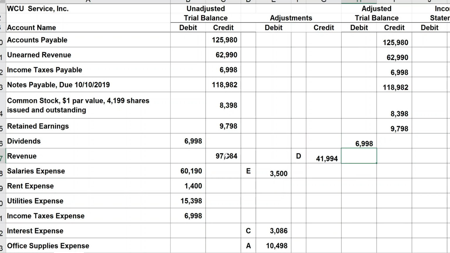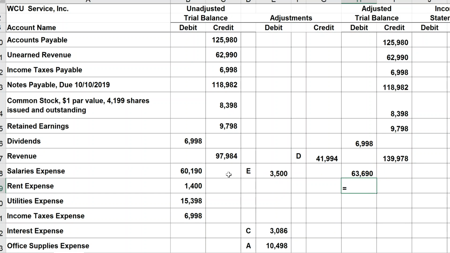Note that my revenue, I have two credit balances. So I'm going to add the two credit balances together to enlarge my overall credit balance for my adjusted trial balance. My salary expense, note I have two debits there. So I'm going to start with the debit. I'm increasing that balance with another debit entry.